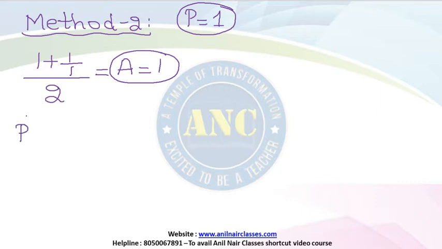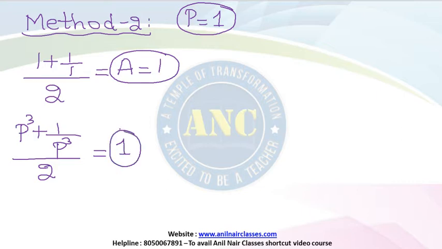The question says, what is the average of p cube plus 1 by p cube? P cube plus 1 by p cube by 2 value is how much? Can I say that p value I took it as 1. 1 plus 1 by 1 is 2, 2 by 2 is 1. That means my final answer should also be 1.